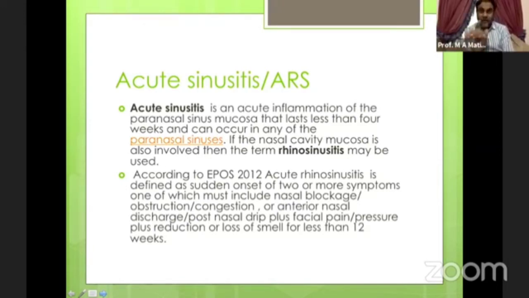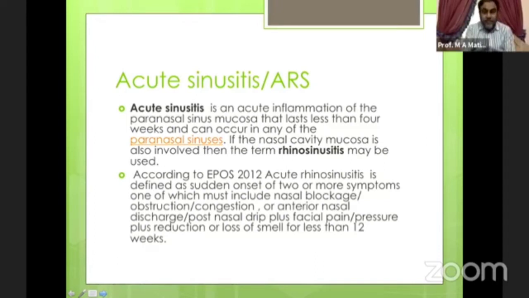Okay, this is very important. Duration of infection up to 4 weeks is acute sinusitis. If 4 to 12 weeks, this is subacute sinusitis. When is it chronic sinusitis? When infection persists for a long time, at least 12 weeks or more. 12 weeks or more, that is chronic sinusitis. The definition of acute sinusitis is acute inflammation of the paranasal sinus mucosa that lasts for less than 4 weeks. That means up to 4 weeks is called acute sinusitis.